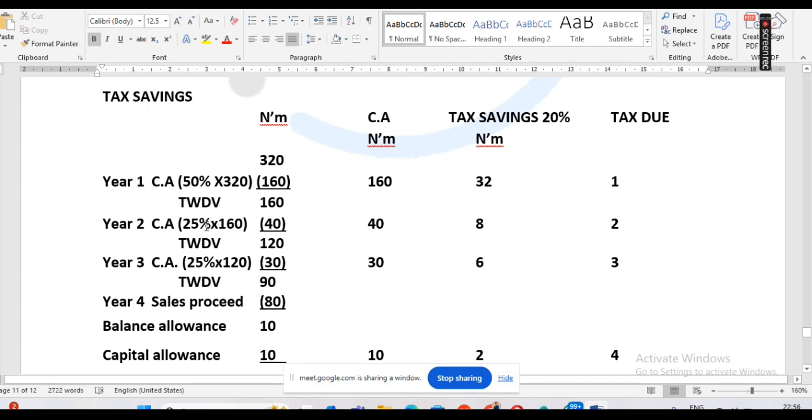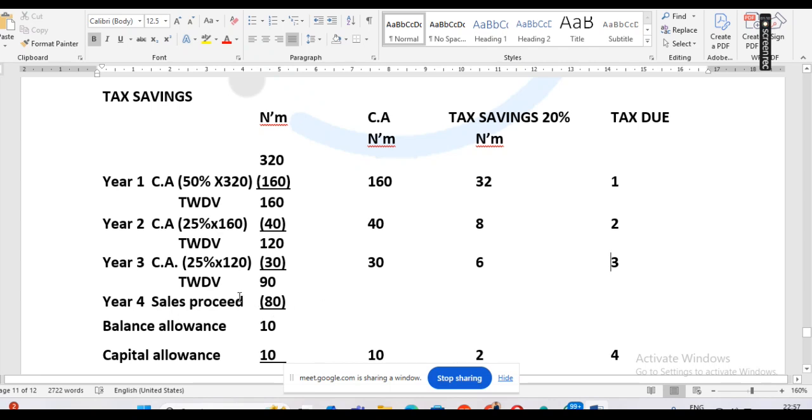In the second year, we were told that you will charge 25% of 160, right? 25% of 160 is what? 40. You charge capital allowance of this, then tax savings on it, 20% of 40 in the tax deal. So the next year is 25%, right? Because it is on the reducing balance method. 25% of 120 is what? 30. So the 30 is the capital allowance. You charge 20% of the 30, you have what? You have 6 million.